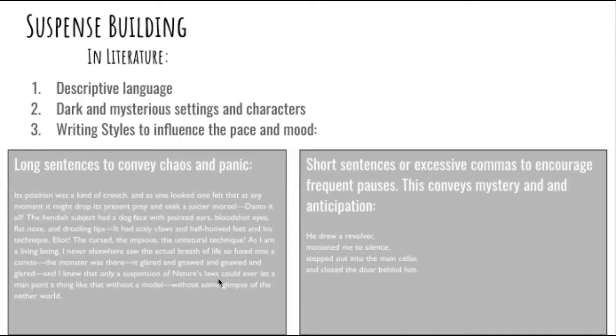So those are some examples of how stylistic writing and choices that an author makes can influence things like pace and mood. And ultimately, pace and mood can be adjusted to build suspense.